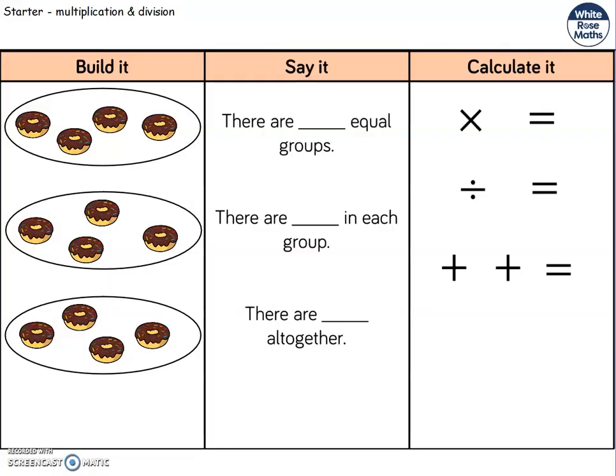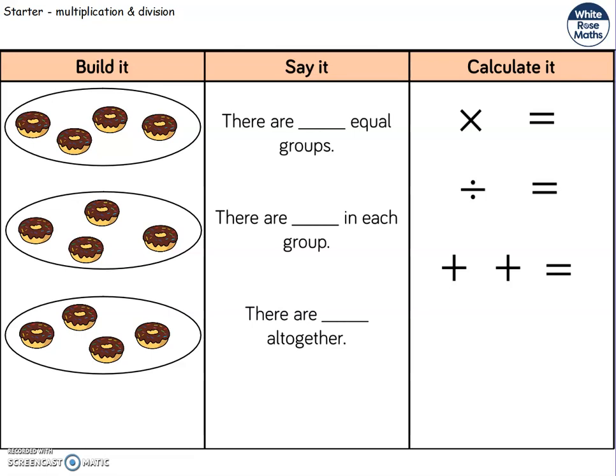We're going to start off today by looking at something that we did last half term. We're going to focus on some division. So here's an example that we'll go through together and then you can have a go yourselves. So this represents a sum. So we have 3 plates, 1, 2, 3, and each plate has the equal amount of donuts on. 1, 2, 3, 4.